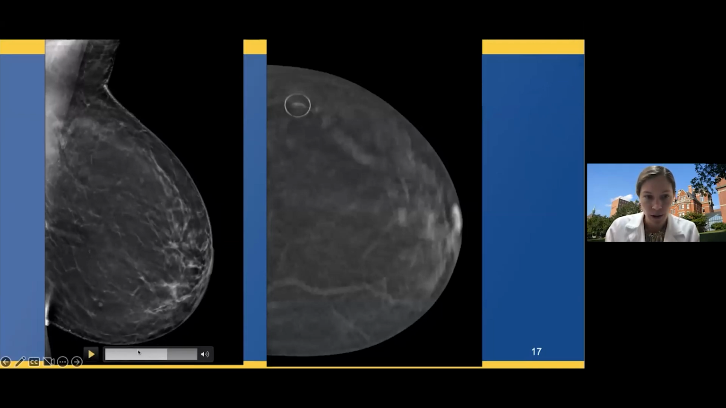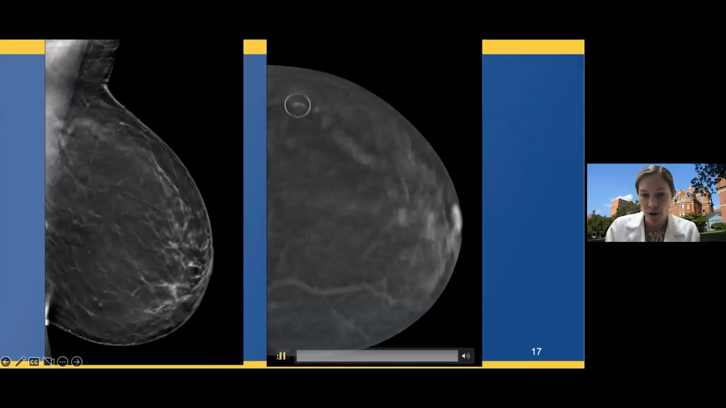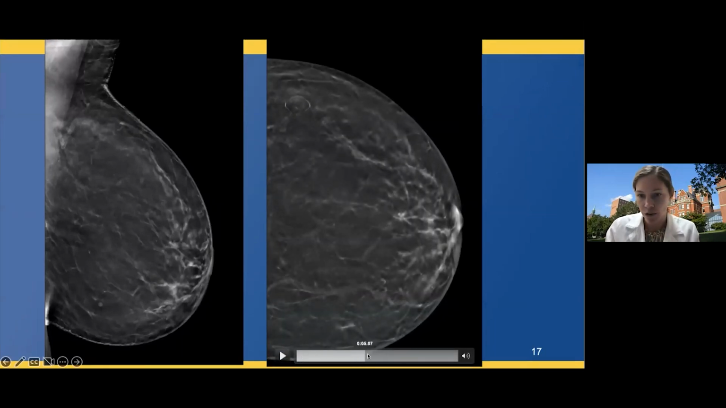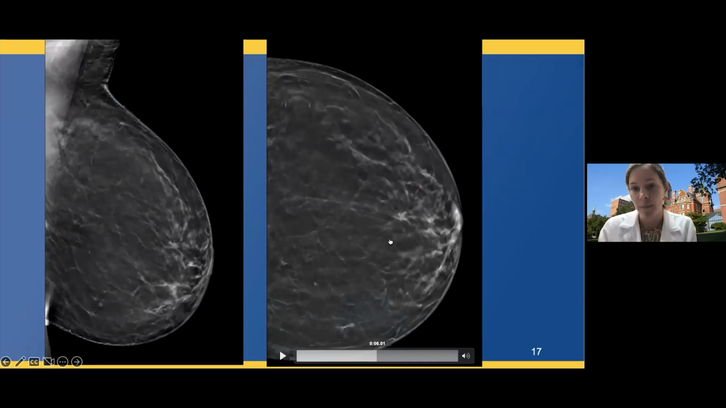So just pause it here. So I'm going to circle it. It's right here. And then on the MLO view, similarly, as I scroll through, I'm going to pause right here. And you can see this spiculated mass, and while it is visible on the 2D, it becomes much more obvious on the tomosynthesis images when you're scrolling through that this does not represent overlapping fibroglandular tissue like in the first case, but instead represents a true finding.